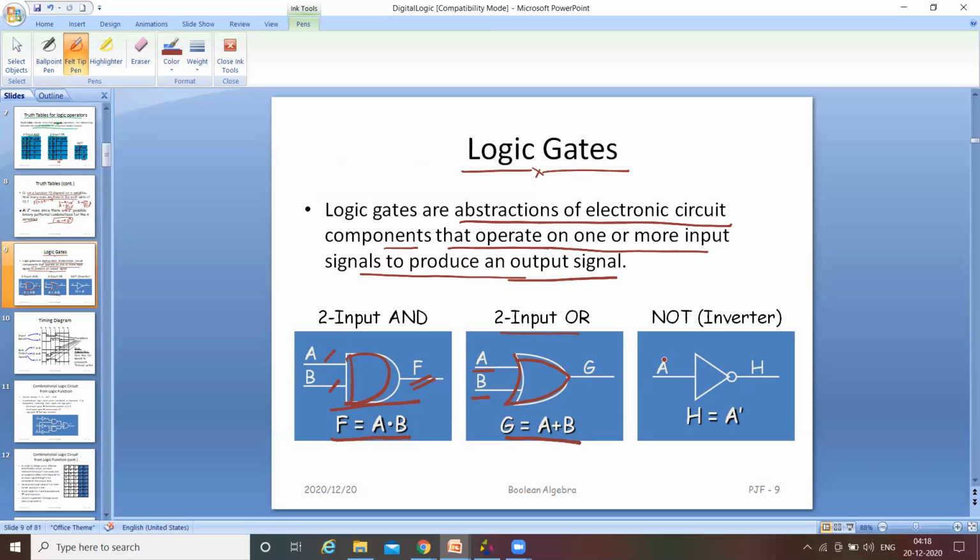Similarly, the NOT gate. The NOT gate is also called an inverter. See here, if only one input is there, it is a unary operator, the NOT operator, and H is the output, where H is equal to A prime. Previously I said A prime can also be written as A bar. In some books it is A prime, and in some books it is A bar.